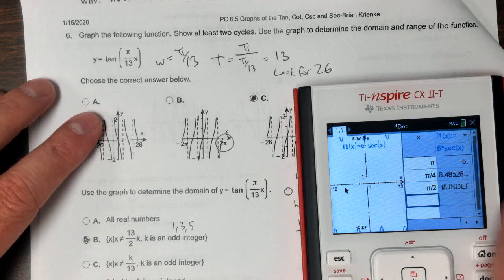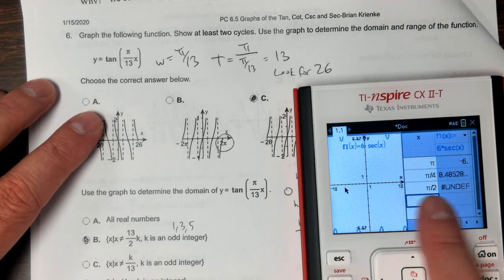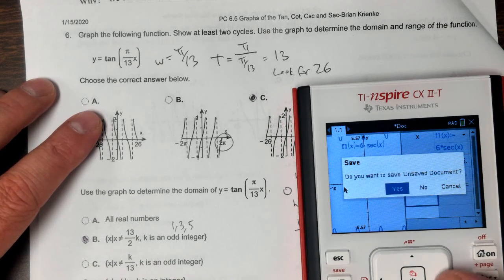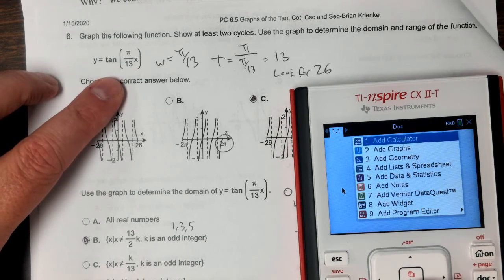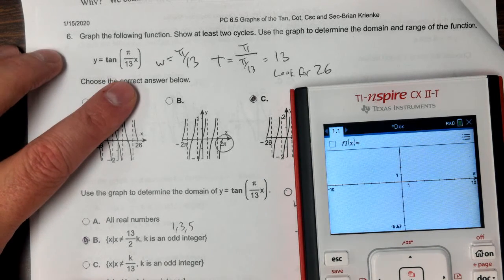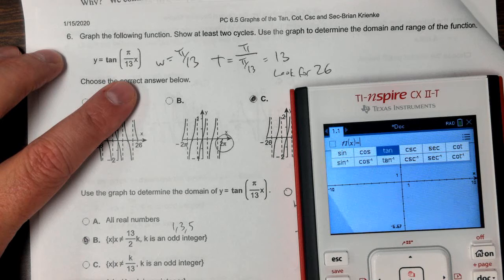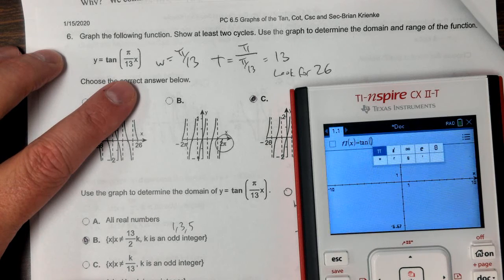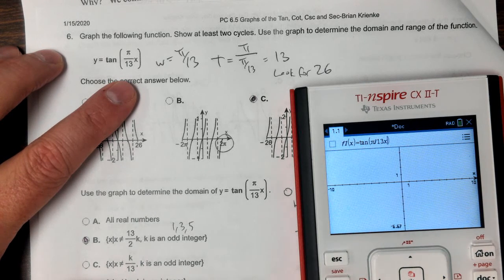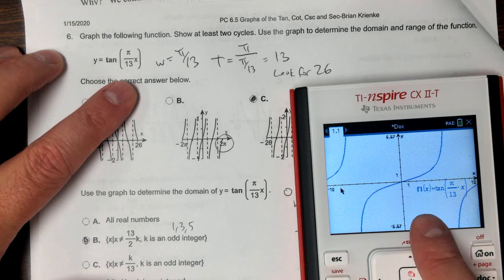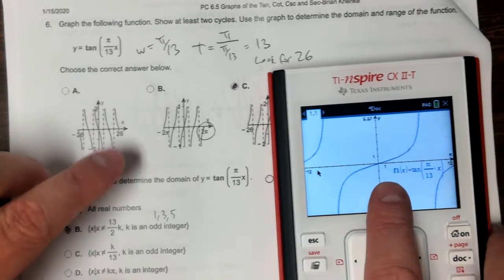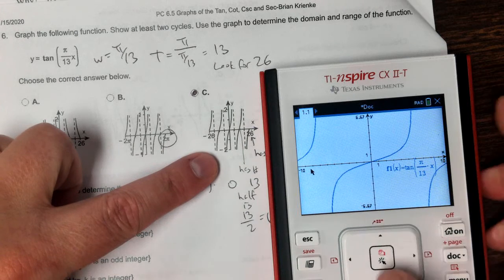Also, one quick thing, the part about the calculator, if you go to tangent pi 13ths x, there's your graph, and we would need to change it from negative 26 to 26.